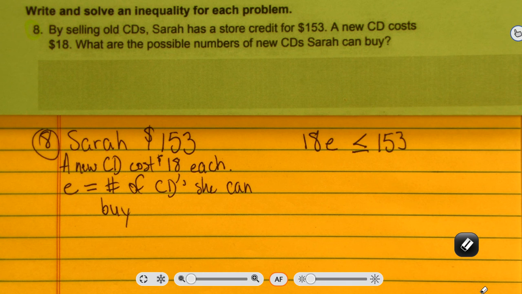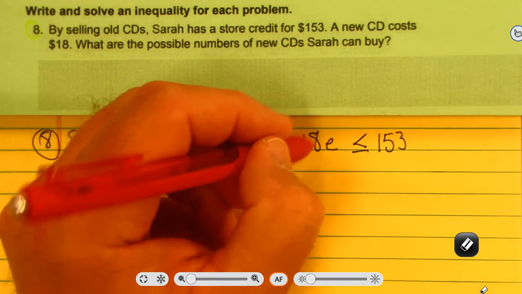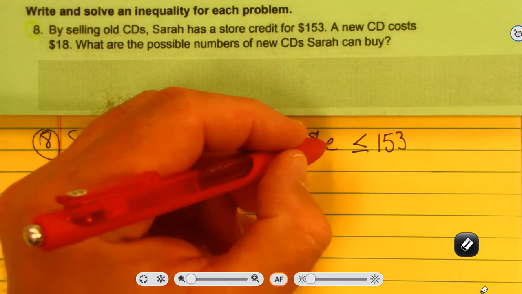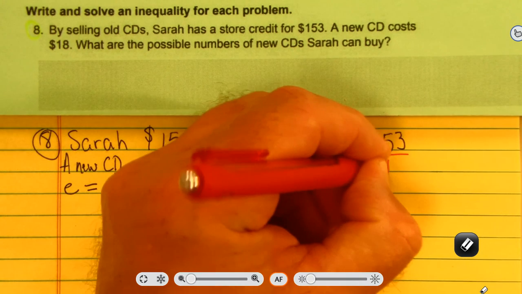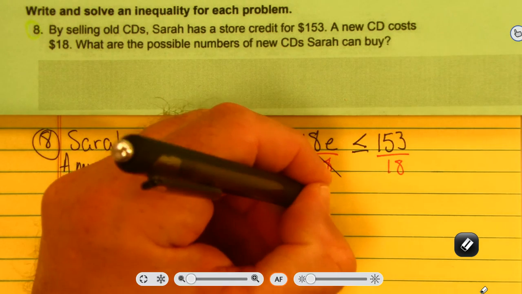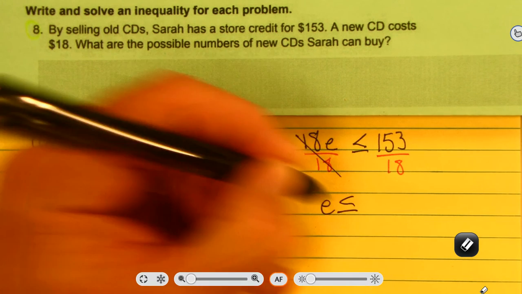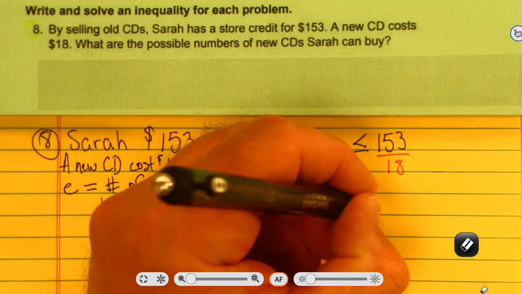When I approach an inequality, I approach it exactly the same way that I do solving an equation. Both sides are 18C and 153. I can use the division property of equality and divide both sides by 18, so that these cancel. I'll be left with C is less than or equal to 153 divided by 18. Now, when I divide 153 by 18, I get 8.5.